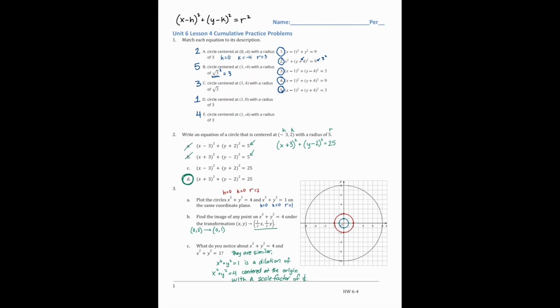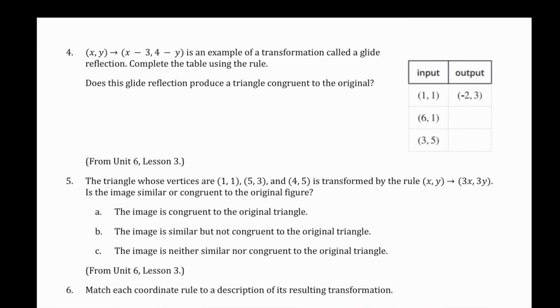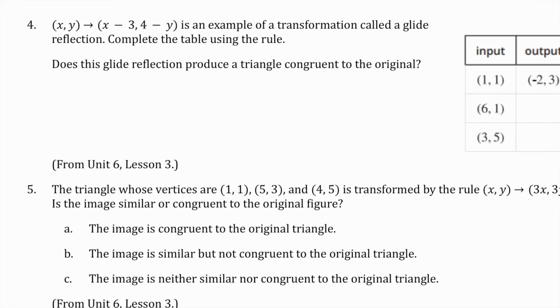So that's going to take us onto the back of this page, where we only have 3 more questions, but number 6 is going to be some matching, but it shouldn't be too bad. So let's start with number 4 here, though. Number 4, x comma y is going to become x minus 3 and 4 minus y. That's an example of a transformation called a glide reflection. And we're going to complete the table using this rule.